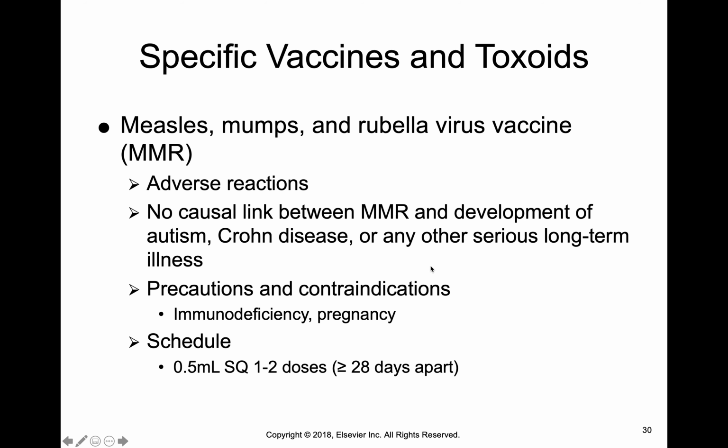Just a couple points on specific vaccines. So with MMR, adverse reactions are pretty similar. You might get some injection site reactions. You can certainly get flu-like symptoms with any of these vaccinations. But again, a lot of the studies and meta-analyses that have been done have really shown no causal link between MMR, a lot of the vaccines, and the development of autism, Crohn's disease, or any other serious long-term illnesses.